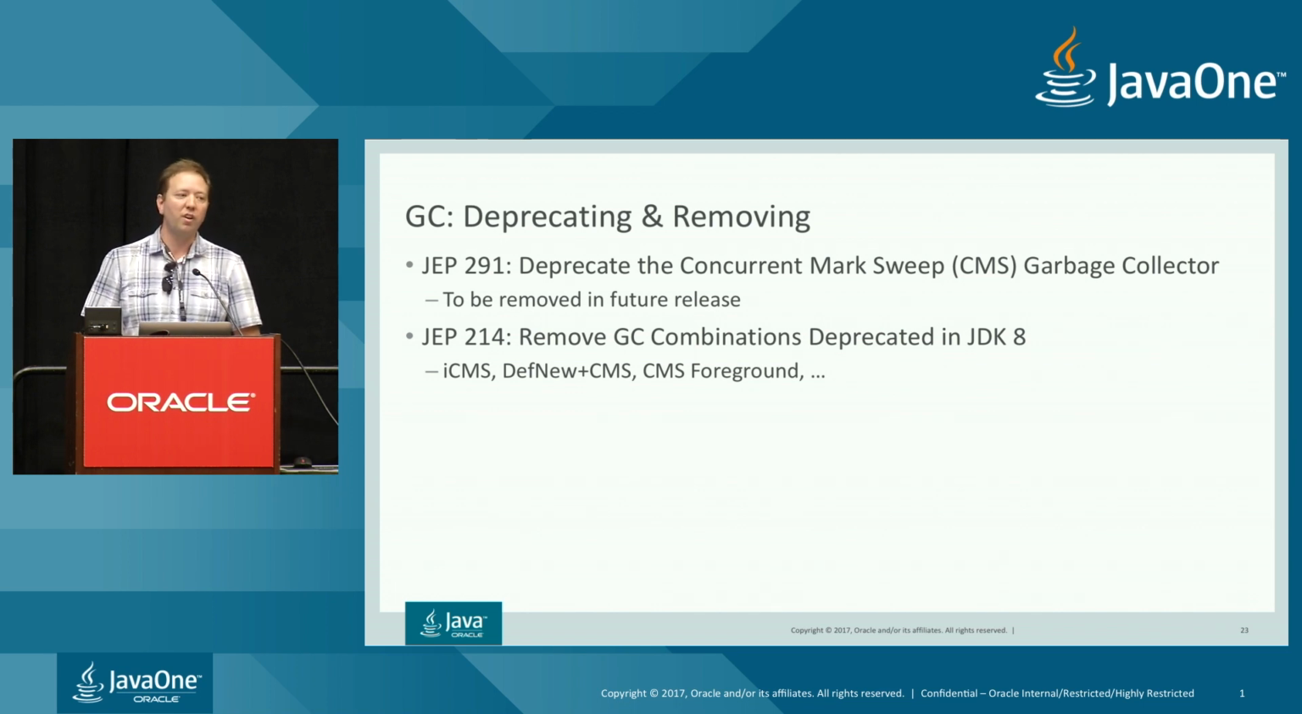Help us improve those. That's the future where we want to go. The other thing we've done, which I think affects fewer people, is actually remove some of the GC combinations that we had in earlier JDKs. This is something we deprecated in JDK 8 and that we have now removed completely in 9. There used to be something called ICMS, and there was also a set of different combinations of various GCs that seemed to be not very well used, let's say, and were again hard for us to maintain. So those are now gone.